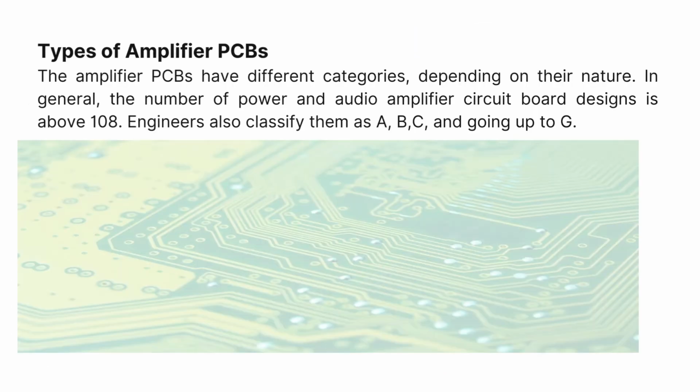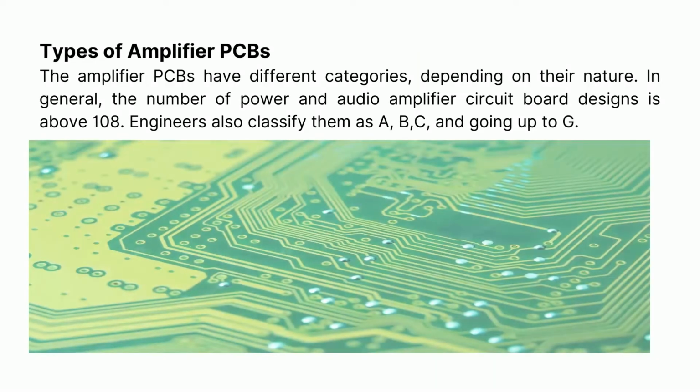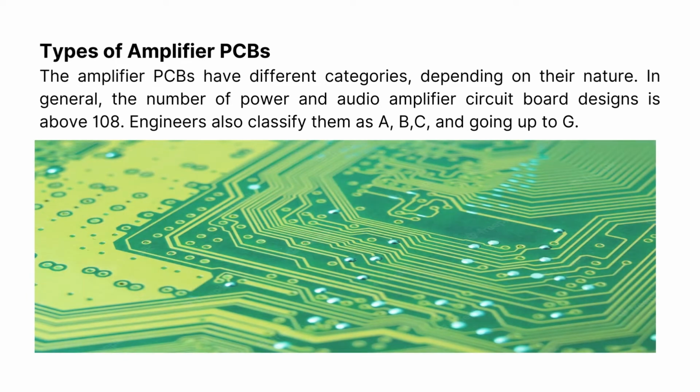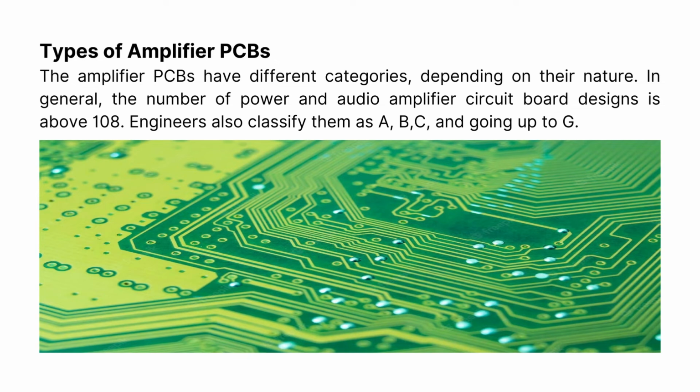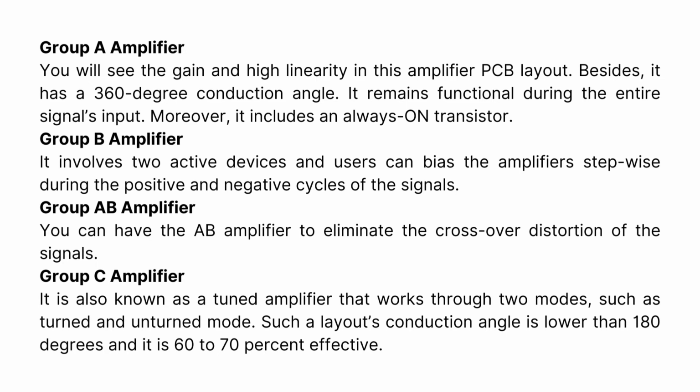Types of amplifier PCBs. The amplifier PCBs have different categories, depending on their nature. In general, the number of power and audio amplifier circuit board designs is above 108. Engineers also classify them as A, B, C, and going up to G group. Class A amplifier: you will see the gain and high linearity in this amplifier PCB layout. Besides, it has a 360-degree conduction angle. It remains functional during the entire signal's input. Moreover, it includes an always-on transistor.